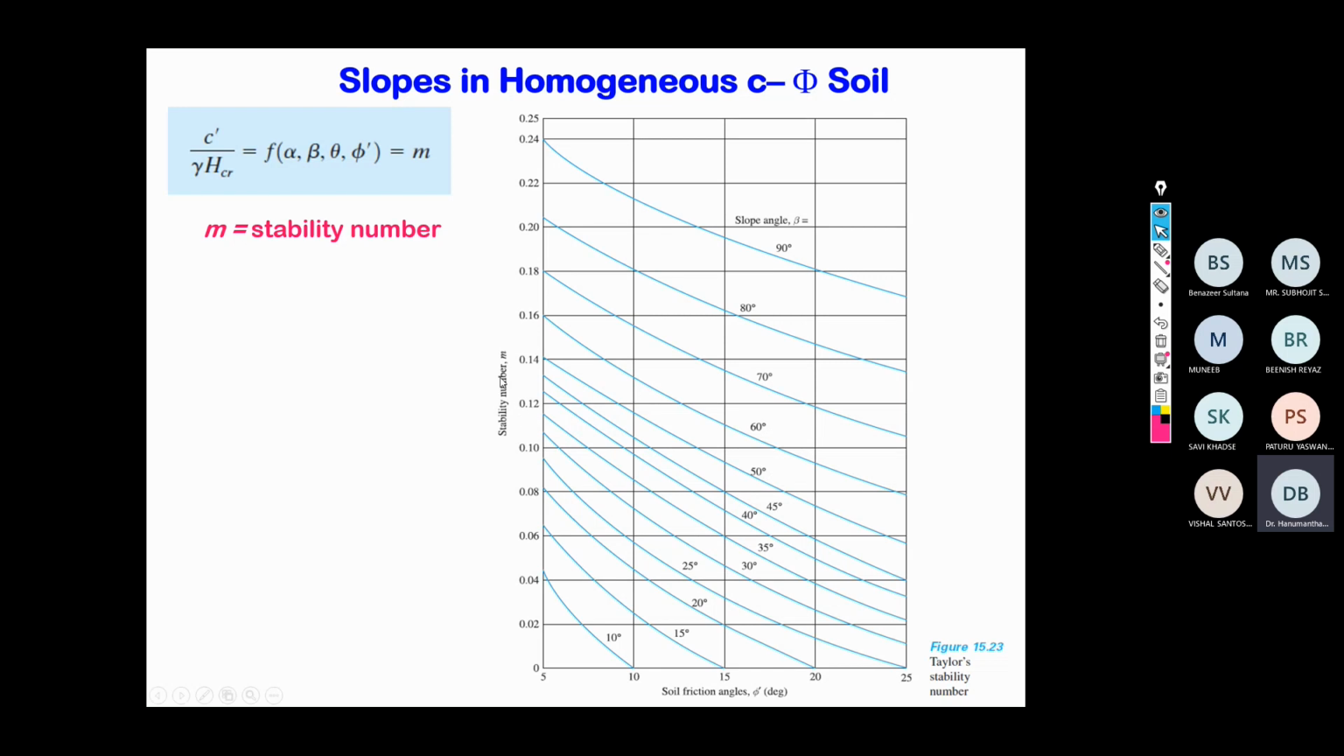The stability number M is correlated with the slope angle beta and the soil friction angle phi. The phi is on the x-axis, stability number is on the y-axis, and there are various trend lines corresponding to different slope angles, starting from 90 and ending at 10. So 90 means almost vertical slope, 10 means a very gentle slope. Suppose I know the slope angle and the friction angle, I can pick up the value of the M.